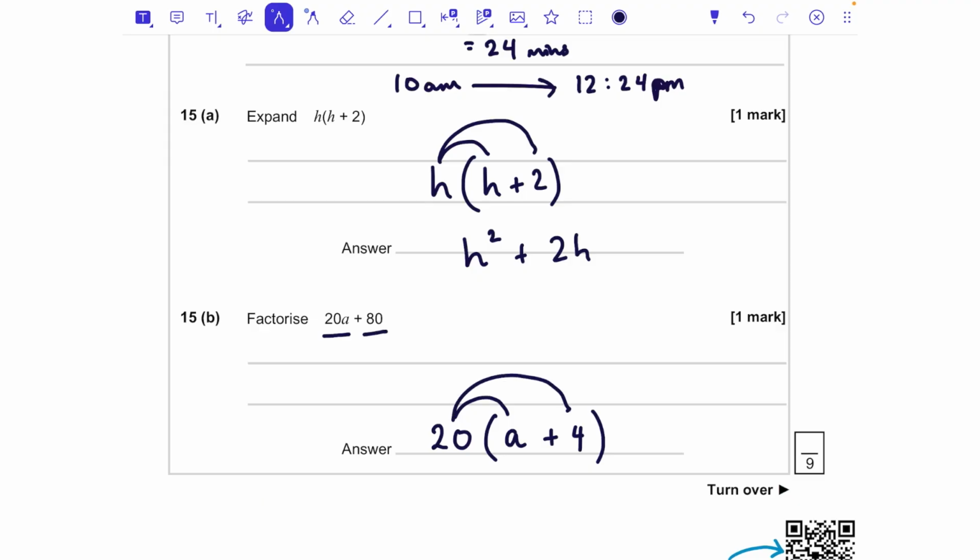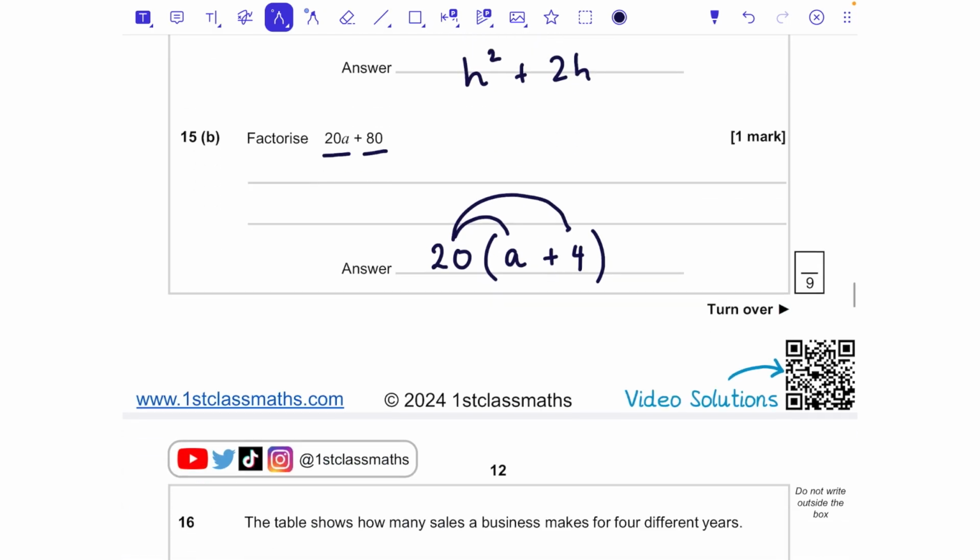You might have thought 10 is what comes on the outside because both 20 and 80 are in the 10 times table, but we're always looking for the biggest number that we can. In this case, 20 was the highest common factor of 20 and 80.